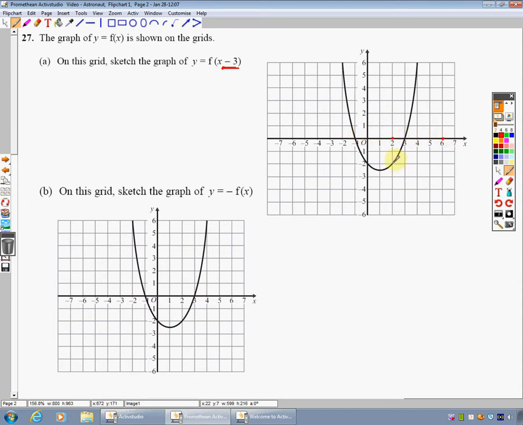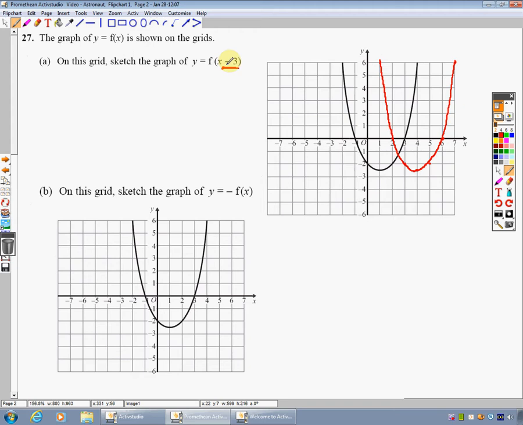Instead of this little point here, let's move it along 3. Get as many points as you can moved along 3 to help you get a good idea about roughly where our curve is going to be: 1, 2, 3, here we go. If I join that all up, that gives us our curve moved along in the positive direction on the x-axis, but it's a minus there. Great. Part B, on this grid, sketch the graph of y equals f of negative x.